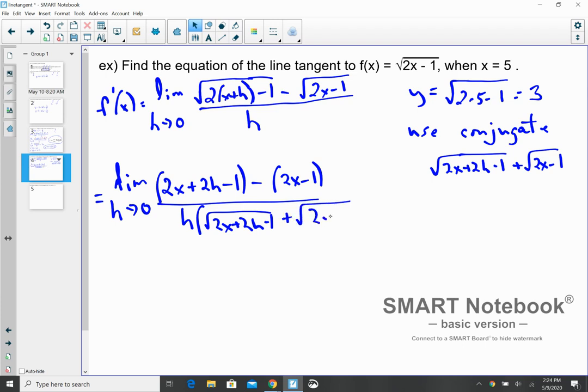Again, if you do need help, though, with this conjugate, as mean as I sound, ask me when we do the weekly meets on Thursday, and I'll go over it with you. Did I do that right? Yeah, I did that right.